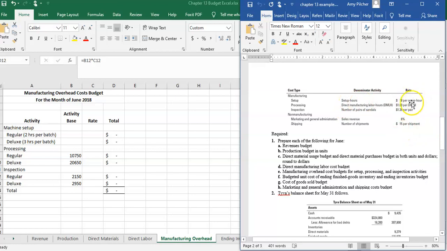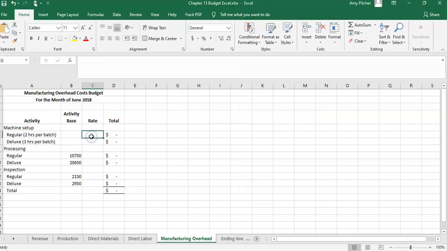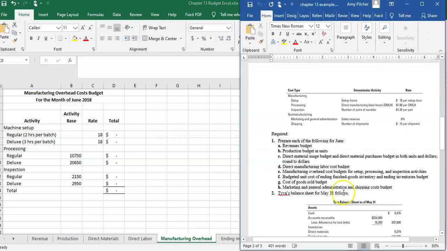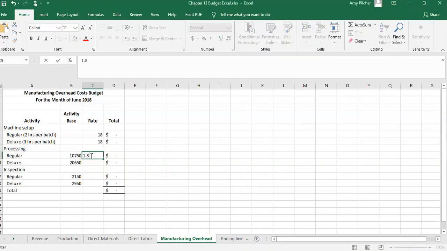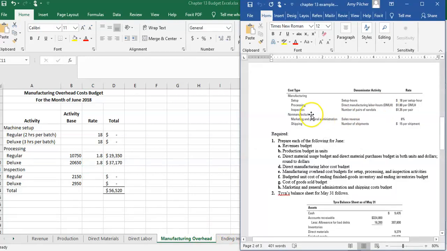For setup hours, we use a rate of $18 per setup hour. For processing, we use direct manufacturing labor hours, so we use $1.80 per direct labor hour. And for inspection, we use the number of pairs of sandals we're producing. We have $1.35 per pair.